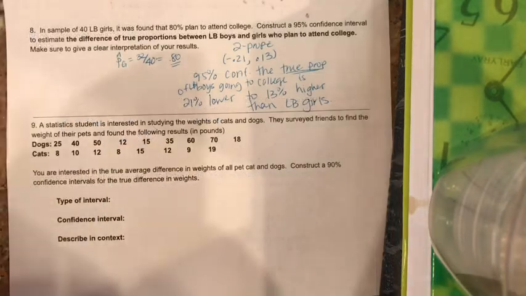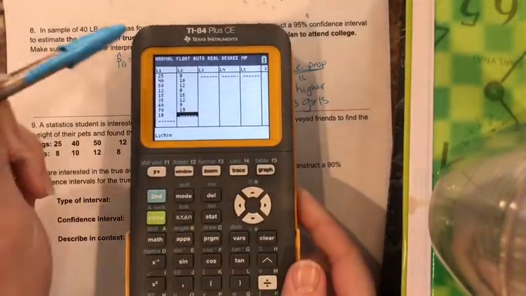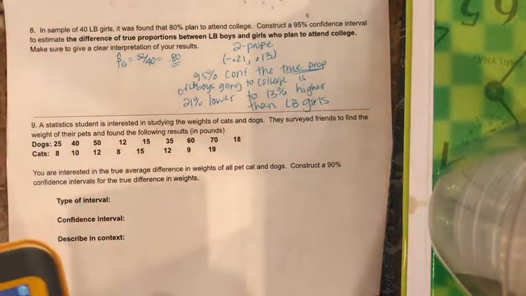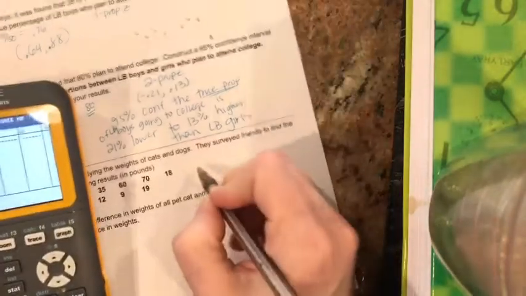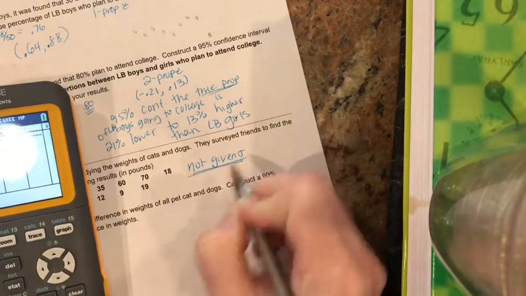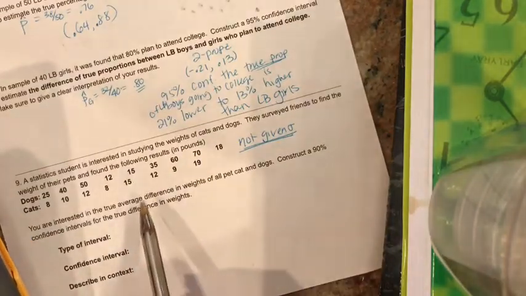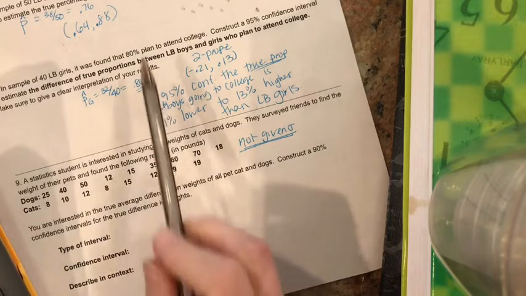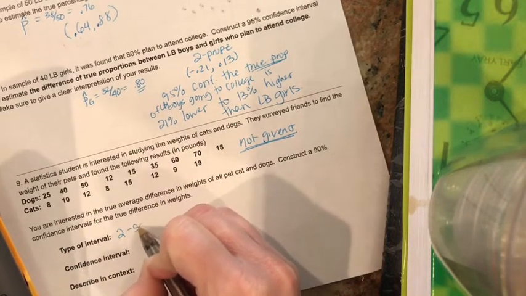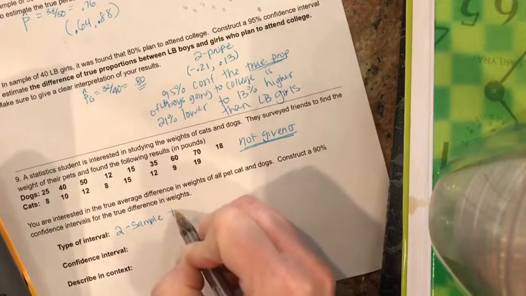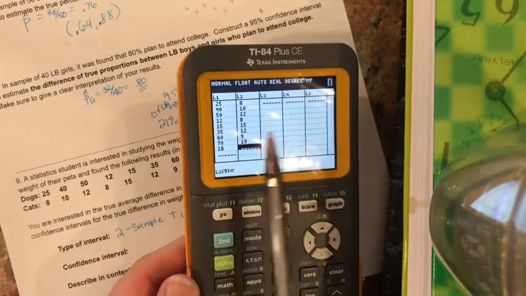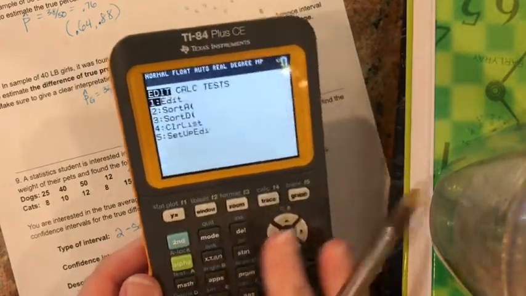Okay, so you can read number 9. I've gone ahead and entered the weights of the dogs in list 1 and the cats in list 2. So if you guys can tell here, we're not given the true standard deviation. It's not been given to us. And we definitely have two groups. We're talking about means. It's not proportions like the last two problems. So if you look at your pink sheet, that only leaves us with two sample T interval. And I'm just going to go right there on my calculator. So I already have the data entered in my calculator.